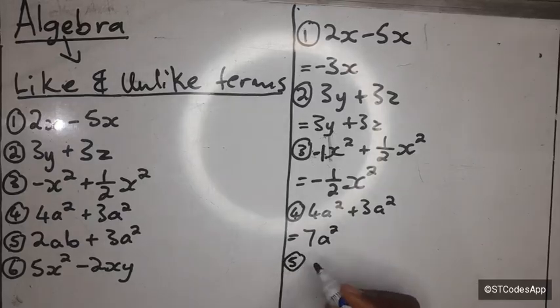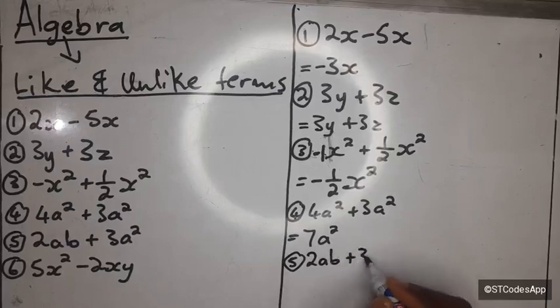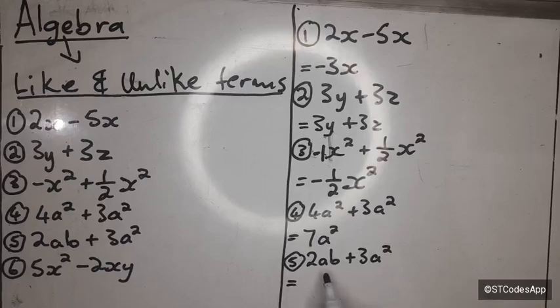Number 5: 2ab plus 3a squared. Are these two terms like terms? No. This ends with an ab, that one with a squared. So they do not end in the same way, and therefore they are not like terms. And so the answer to this is going to be 2ab plus 3a squared.